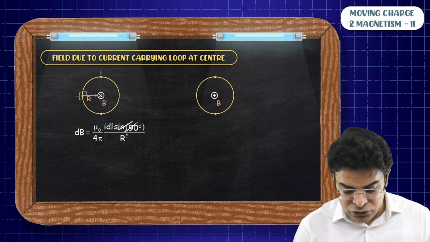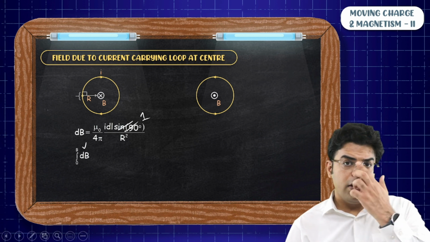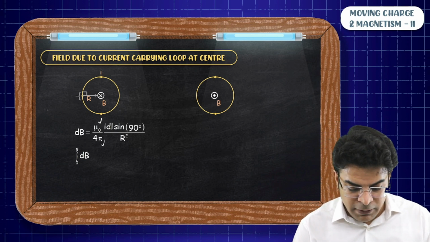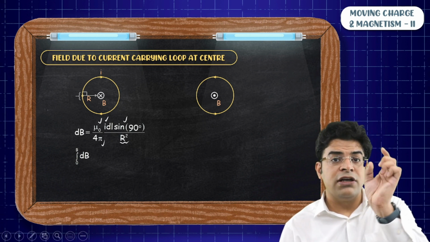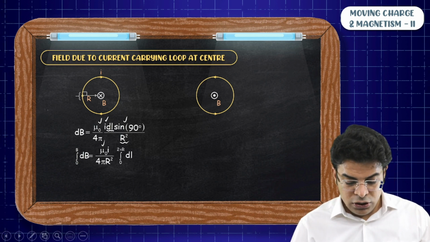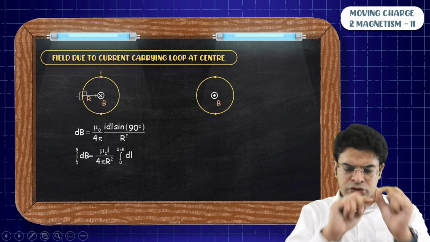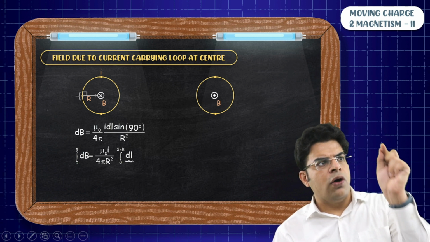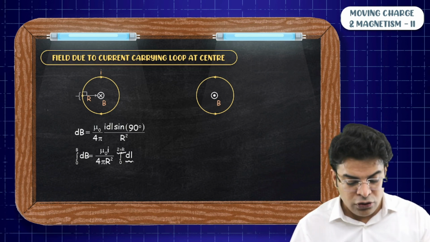Now sine 90 becomes 1. So on integrating both the sides, you will say that integrating the infinitely small magnetic field from 0 to the full strength, and here mu naught by 4 pi I and sine 90 is 1 comes out, r is the radius of the circle, that is a constant, comes out, and the integration of dl gives you the overall length. What will be the overall length of this whole loop? So sir, integration of dl, integration of infinitely small length will give you the whole length of the loop, and the whole length of this loop is 2 pi r. So integrating dl from 0 to 2 pi r.